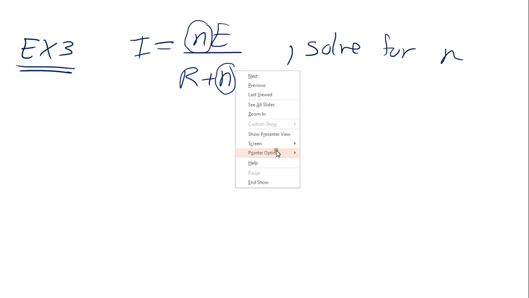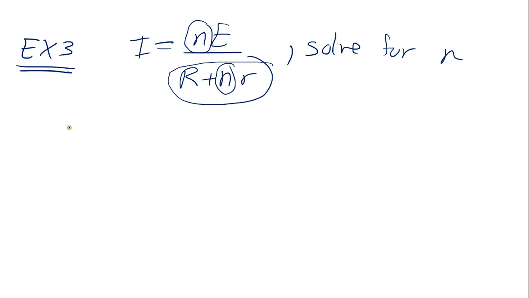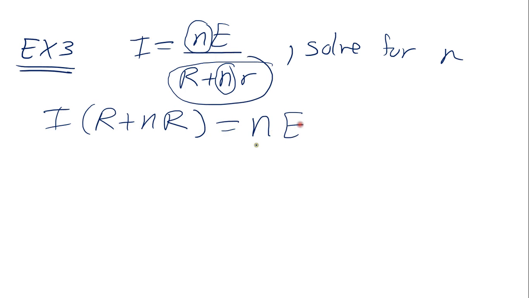That's a little r. N equals E over r plus n little r. Okay. So basically, I want to solve for n. So the first thing I want to do is get rid of this fraction. So I'm going to multiply everything by the denominator. So I end up with I times r plus n r, and that is equal to n E, because this is going to cancel on the right hand side. So basically, I'm solving for n.